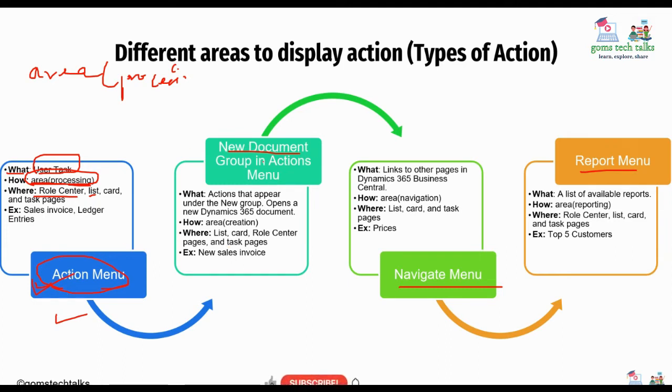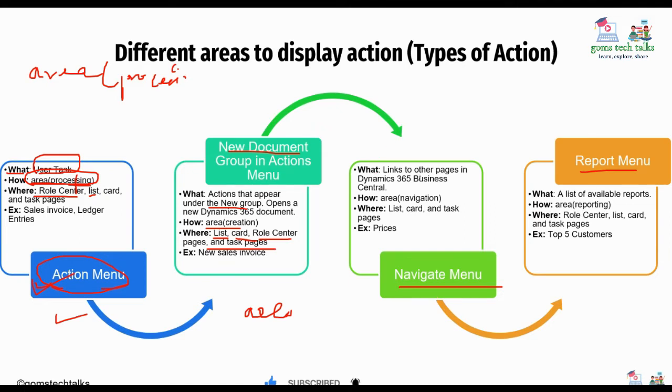The second type of action is the new document action, the menu action. What is that? This is the action that appears under the new group. For example, if you want to create a new sales invoice, then you can create a document like pages, new document. You have to create it inside the area creation. You can create it in the list page, card page, role center pages, and task pages.